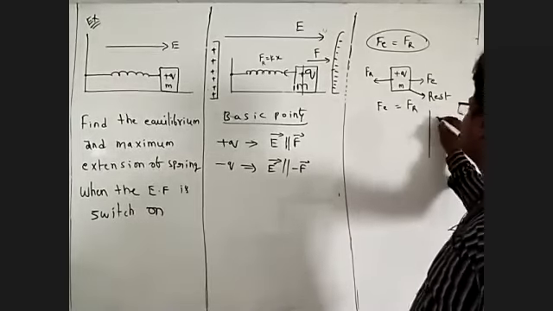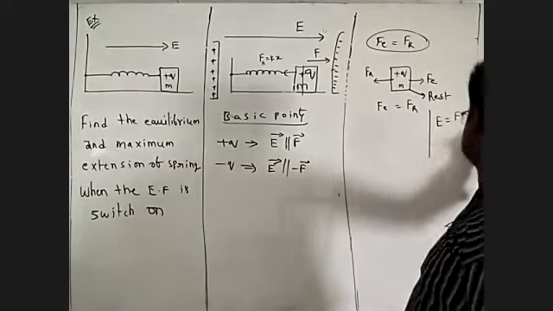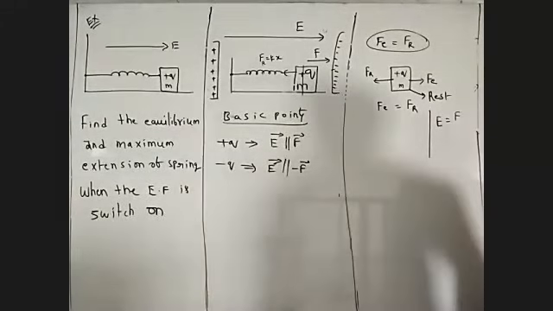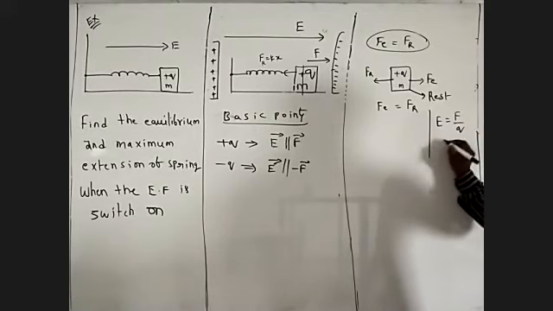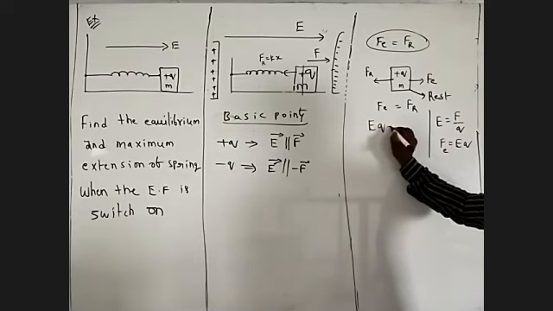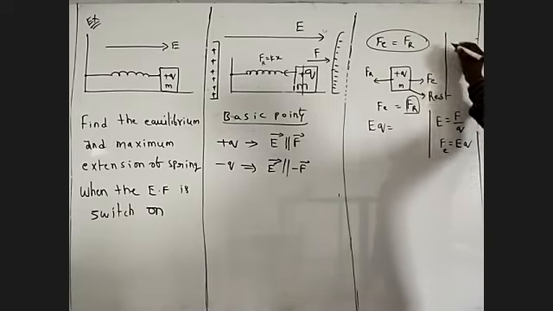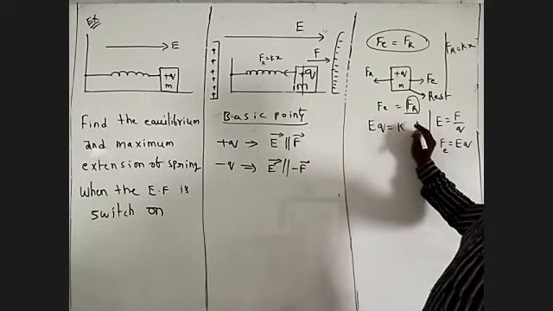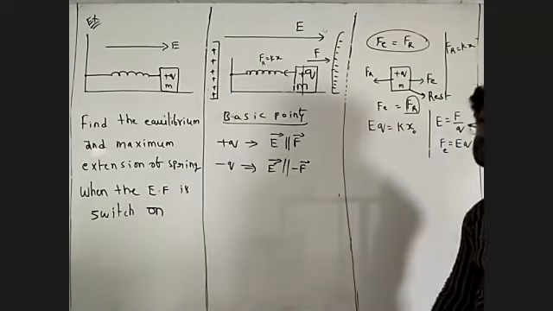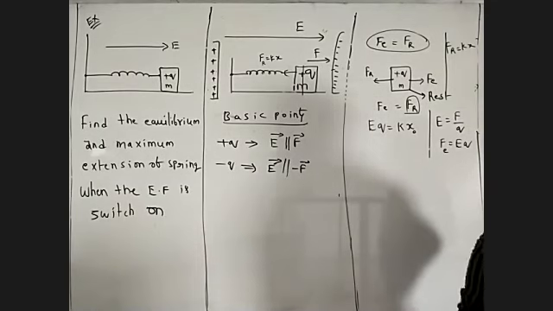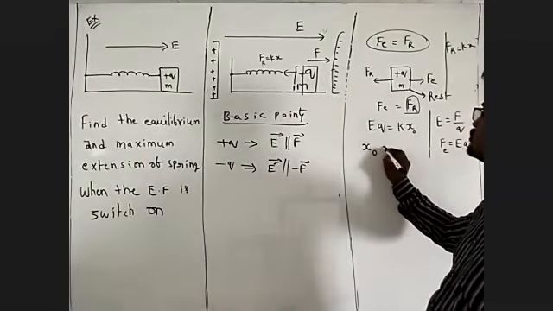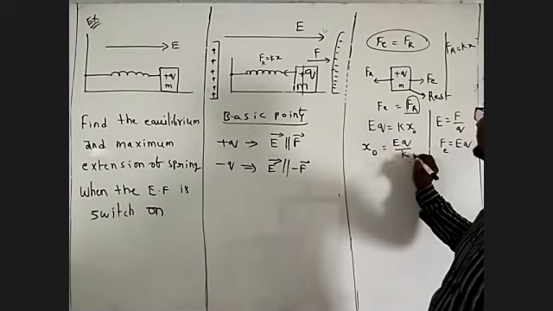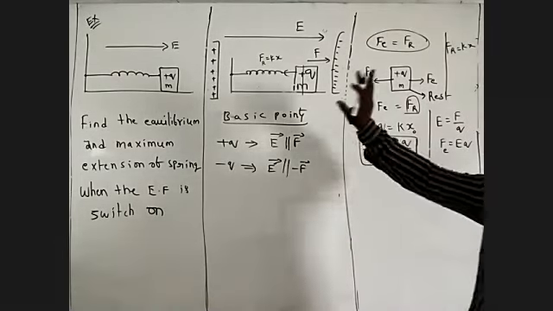Now Fe: the intensity of the electric field is equal to force by charge, so F is equal to EQ. This is the electrostatic force EQ. Now Fr means the restoring force, equal to kx. Here x naught is the initial extension of the spring. Now x naught is equal to EQ by k. This is the block's rest position.